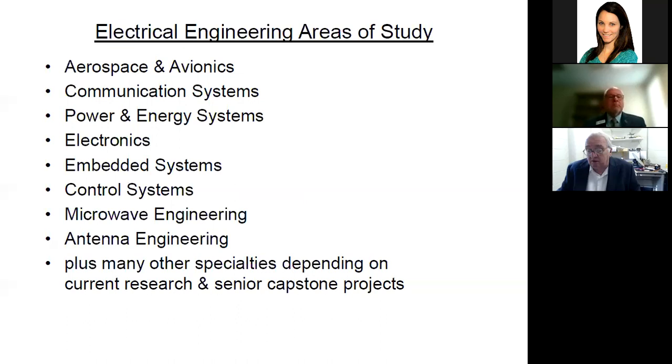Here's in EE, here's our areas of study. So these are courses and projects you could work on in these fields. Of course, our aerospace and avionics, communications, power, electronics, embedded systems, controls, microwave antennas. And then because we're a small organization here, if a student has interest in some particular field, we can always set up a special project, especially a capstone senior design project that helps them get going on a track that they're interested in.